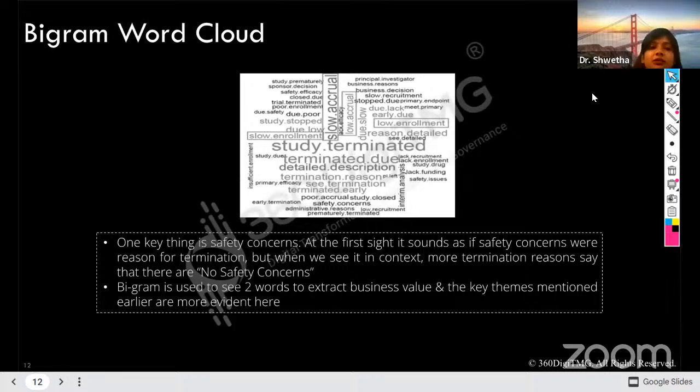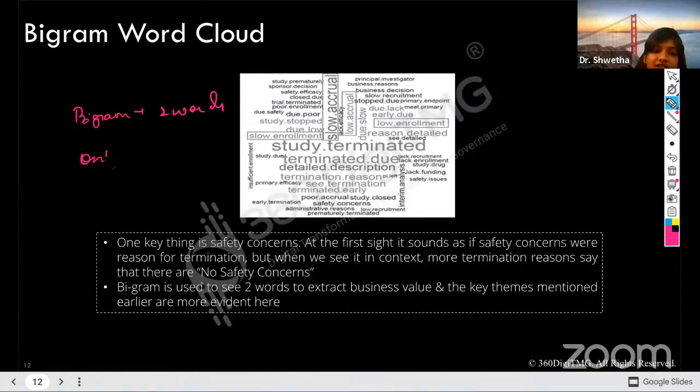Okay, then there is the bigram word cloud. In bigram, we take two words, a contiguous sequence of words. Okay, study terminated, slow enrollment, low accurate. Just accurate was not giving us complete information, or terminated was not giving us complete information. In such cases, we can also go for a bigram word cloud, which will give a bit better insight into the data.